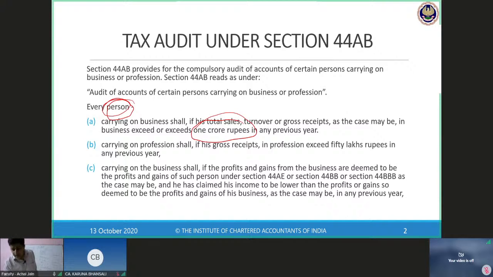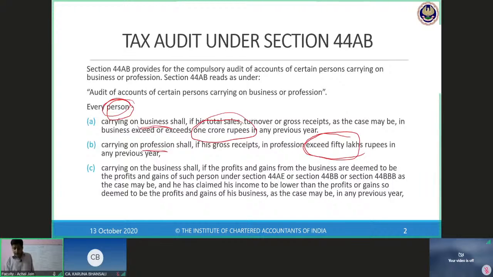Similarly, the second category is every person carrying on profession. Every person carrying on profession shall get audited if his gross receipts in the profession exceed 50 lakh rupees. Now the threshold is 50 lakhs in case of professional services. Who can be the professional? Chartered accountant can be a professional. Lawyer can be a professional. Doctor can be a professional. So all of these professionals will have to look into this different criteria because they will show their income as professional income and not as business income.